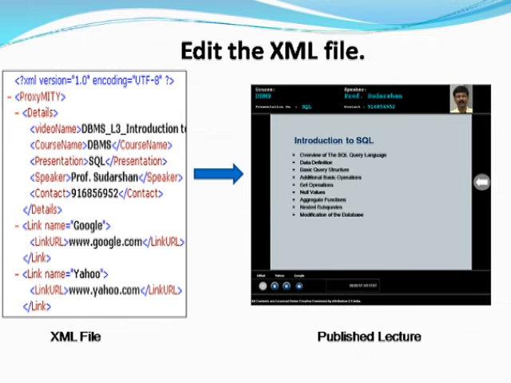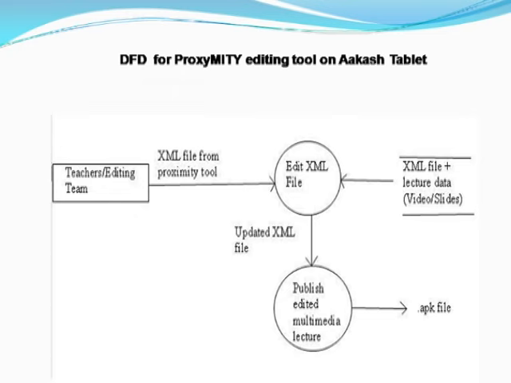So this is nothing but an XML file example, which we are going to edit on a tablet. So basically on the tablet, we will give the user a GUI to edit and save. This is talking about the future enhancement. A teacher or the editing team will have an XML file coming from the proximity tool, and here we will provide our GUI, which will contain those values in text boxes. So that will edit the XML file.